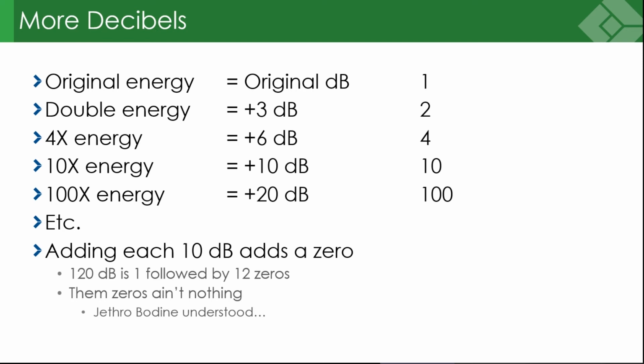If I put in 10 times as many diffusers, and they'd have to be the same distance from your head, it'll add 10 decibels. And it keeps going up that way. So if you have 100 times the energy, so that's 2 zeros, that's 20 decibels added. So adding each 10 decibels adds a 0.